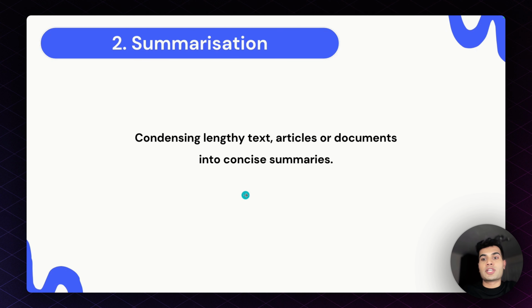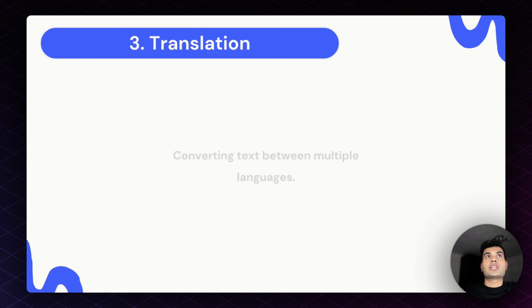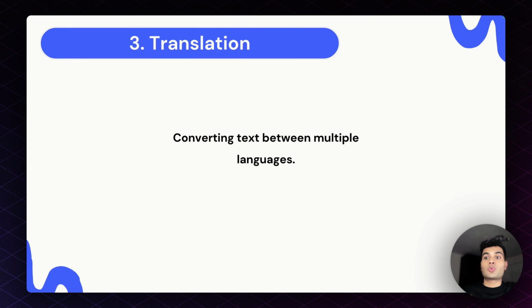Okay, so that's summarization. Let's quickly go ahead to the next topic, which is translation. So converting text between multiple different languages. Now, we've all used Google Translate in the past. We've used it quite a lot as well. What if ChatGPT can do this itself?